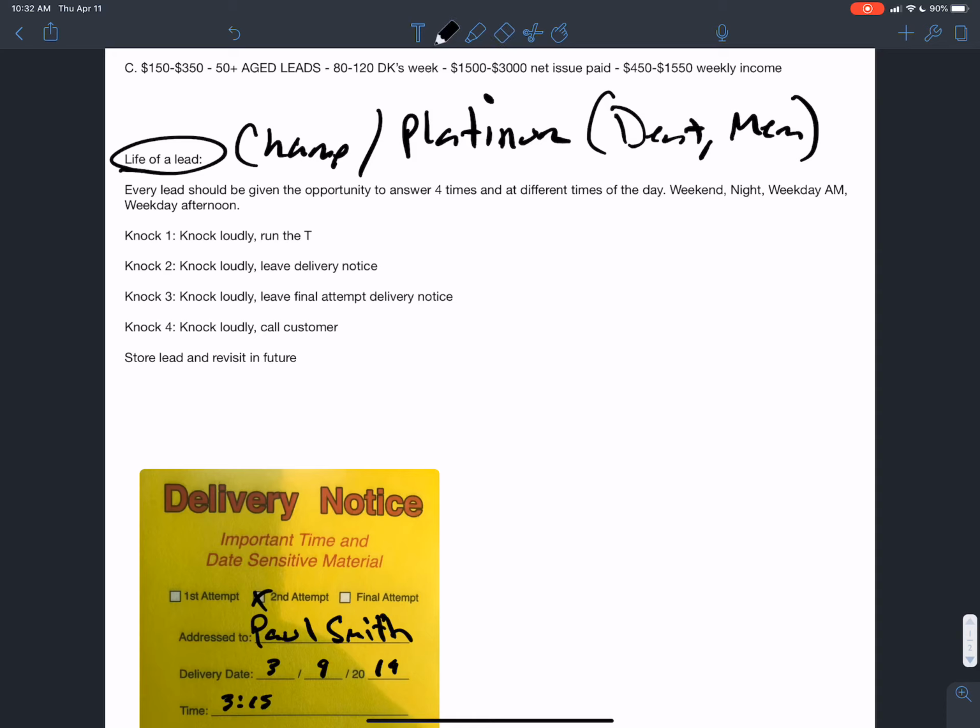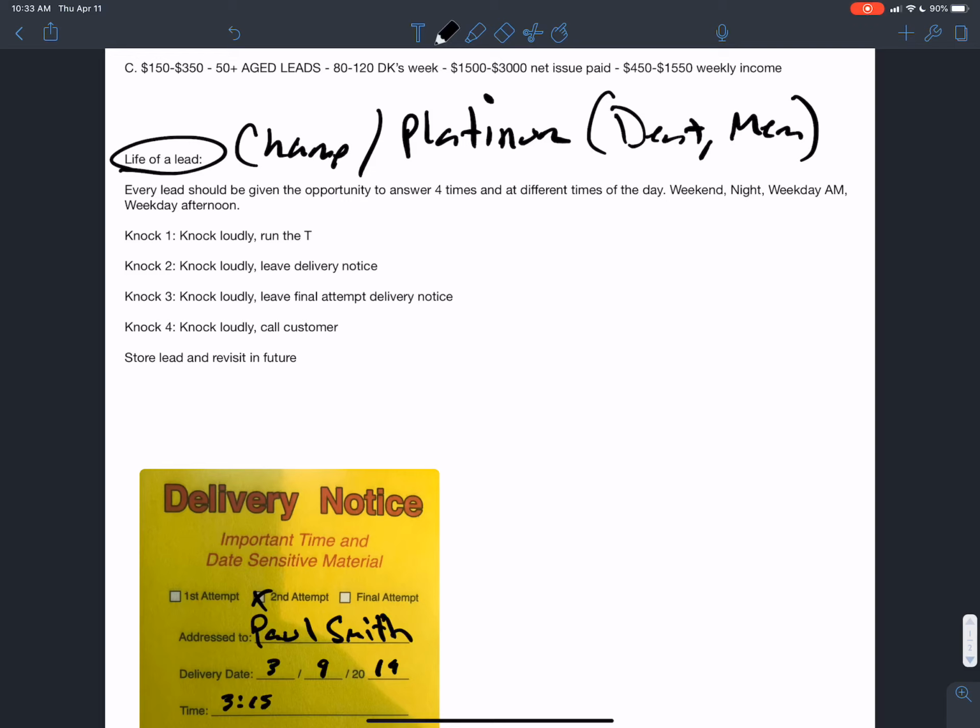I don't care if the lead says they're 75. They may be a greeter at Walmart. Okay? If the lead says 55, don't assume that they're not home during the day. Maybe they're on disability and they're sitting at home waiting for you. The best way to do it is put every lead through the same exact system every single time. Every lead that you get gets 4 times.